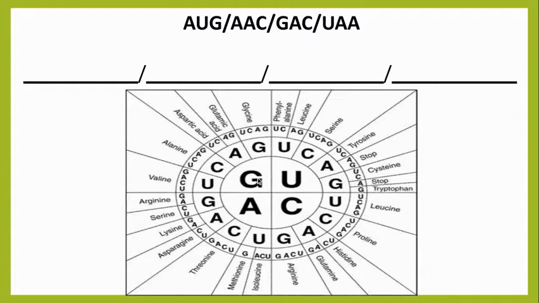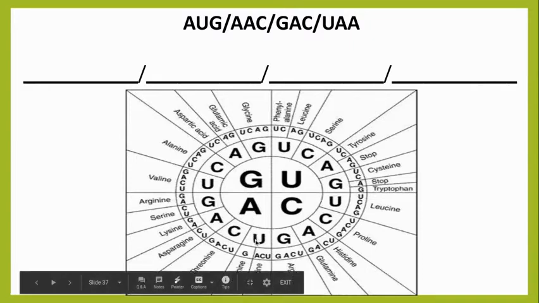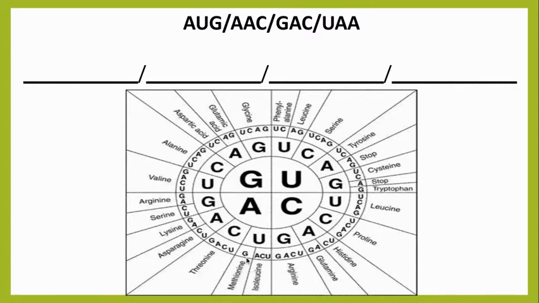This is what we call a codon wheel. We can use this as well. It's really up to your preference because it all tells us the same thing. But here we have a different strand of mRNA. So we're going to start with AUG. We'll start right in the middle and work our way out. So A is over here, we go out to U, and then we go out to G. So this is going to be methionine.